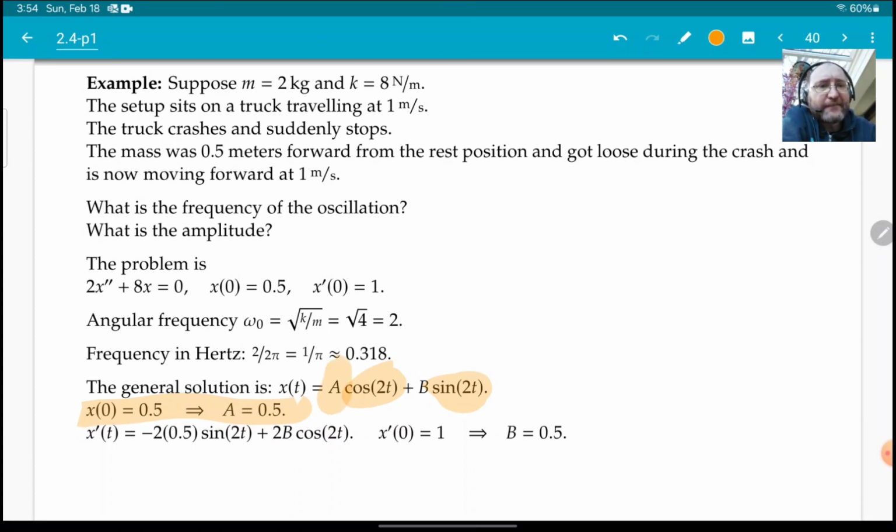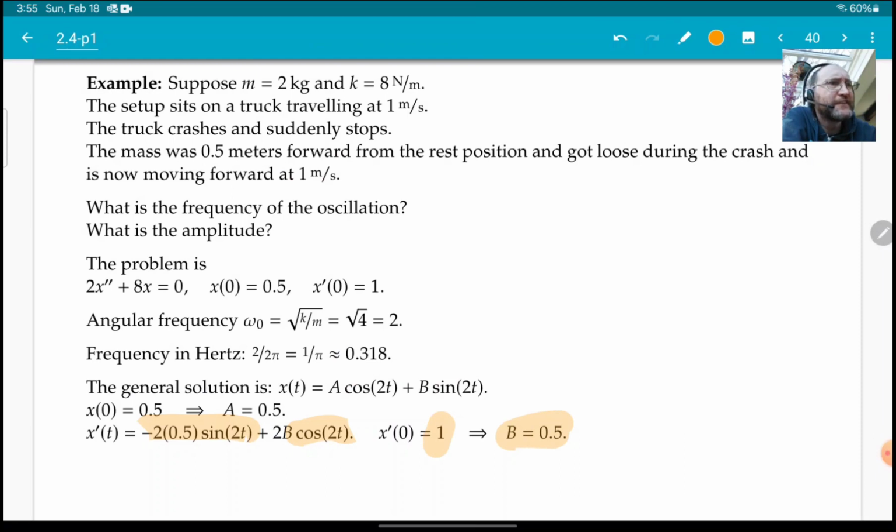So a is a half, I can plug that in, and I can take the derivative and plug in 0. This is the derivative. If I plug in 0, I'm supposed to get 1. If I differentiate, I get this cosine with the 2b. Now, if I plug in 0, the other term goes away because the sine is just going to be 0, and the cosine is going to be 1. So I have 2b is 1. That means that b is a half.